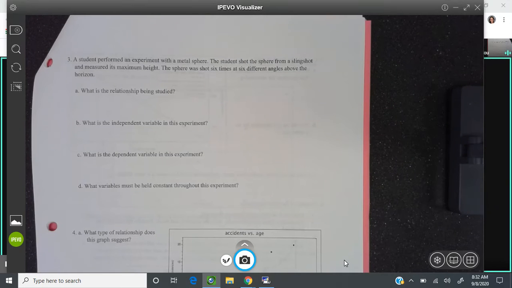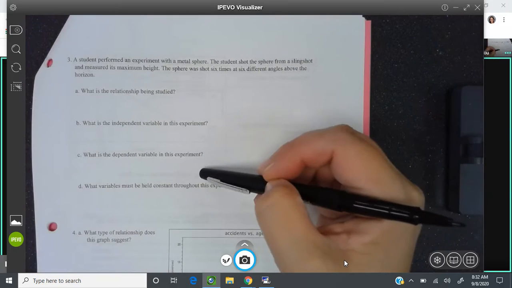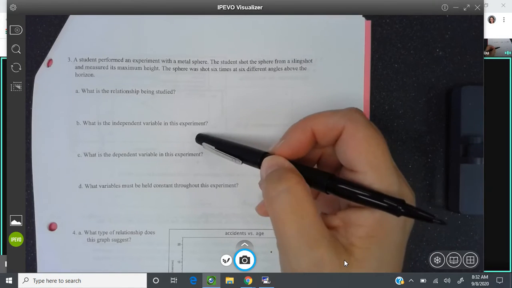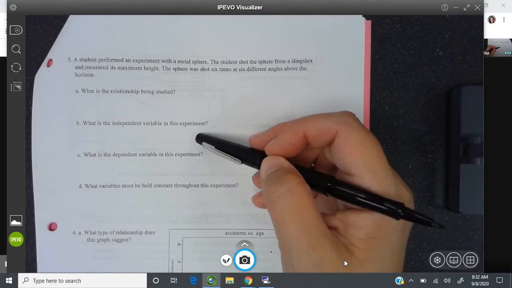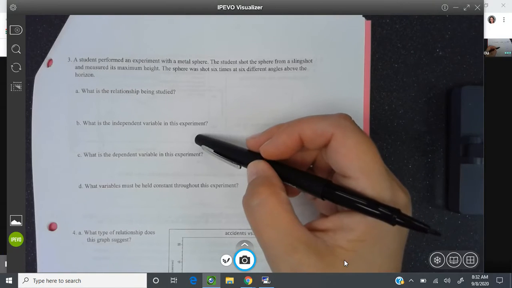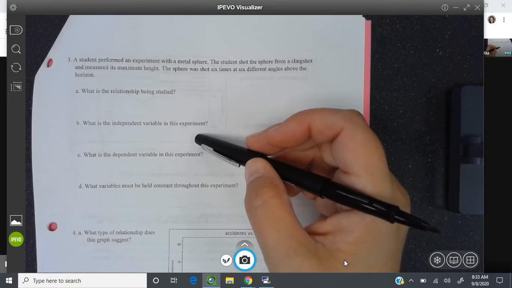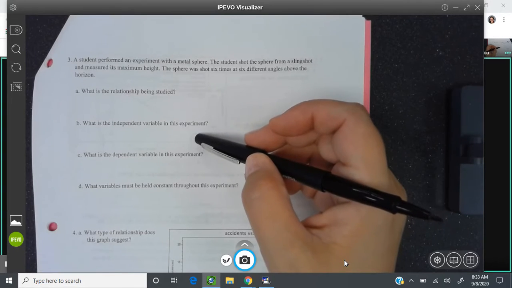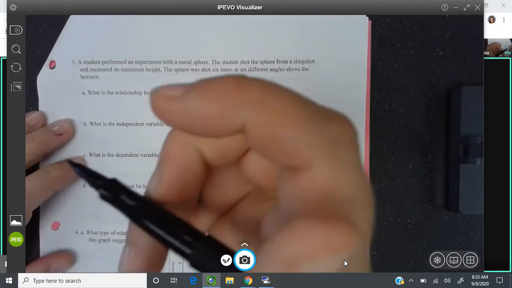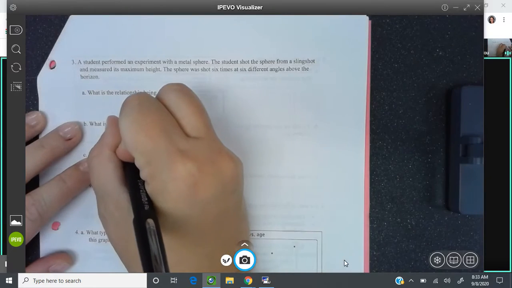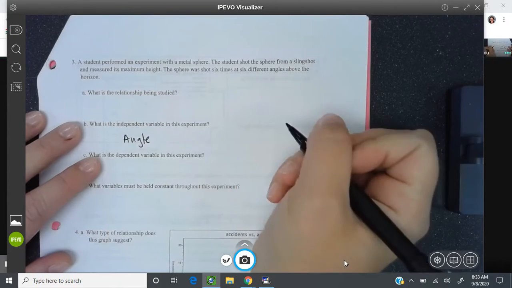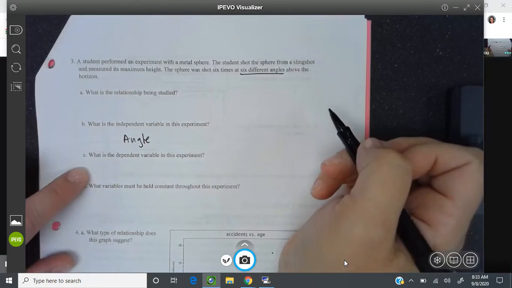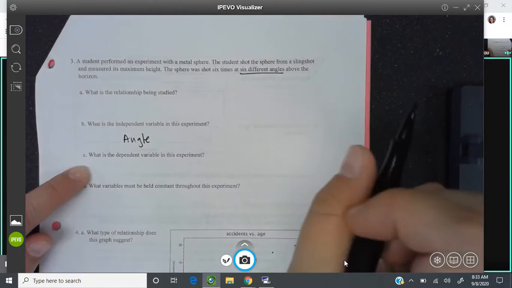All right, so let's think first. I actually like to do these 2 questions first. What's the thing that the student was changing? Any ideas? Yeah, Sam. Yeah, the angles, right? So let's see the angle. And what was the student measuring in response to the angle?